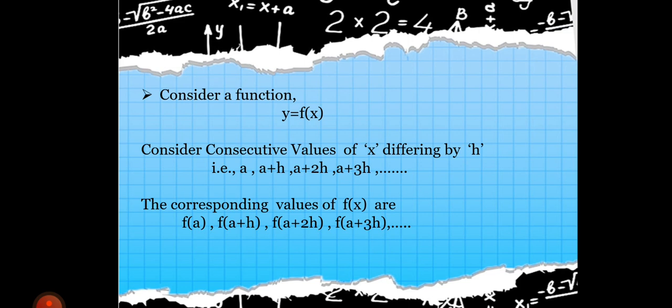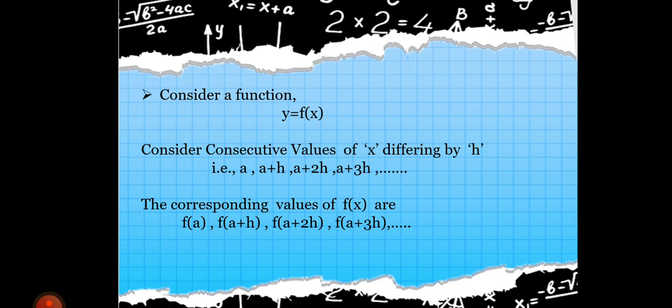Now the corresponding values of f of x are f of a plus h, f of a plus 2h, f of a plus 3h, etc. Here in finite differences, we call the independent variable x the argument and the value of f of x we call the entry. Here f of x is a dependent variable.